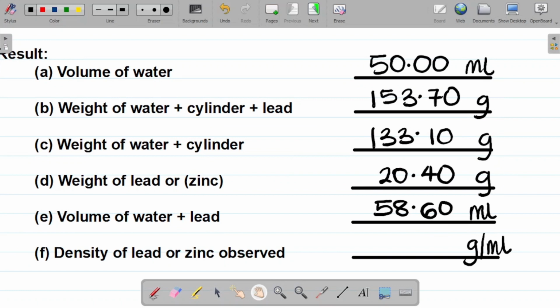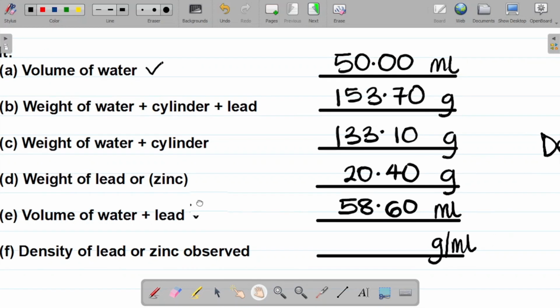Now, if I look at this point, look at E. Here we have volume of water plus lead. If I look at A here we have volume of water. So in E we have a combination of the volume of lead and water, and in A I have the volume of water alone. So how do I get volume of lead? That will be easy. I'll have to subtract the volume of water alone from the combination of water and lead.